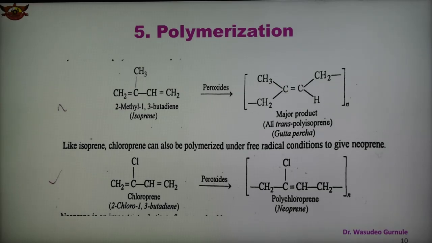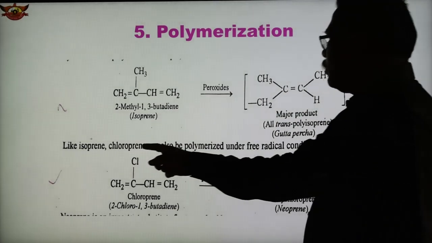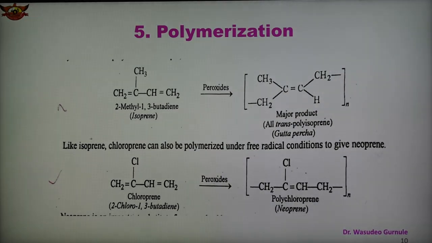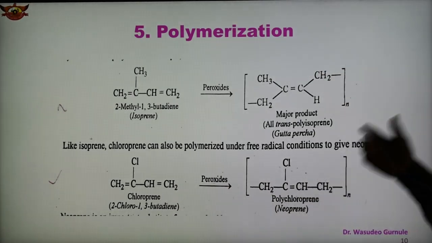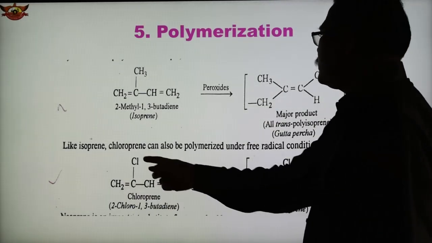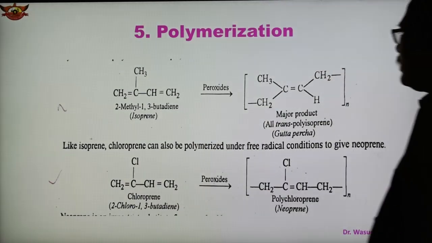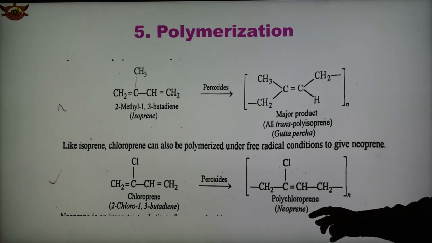So again, similar to isoprene, chloroprene can also be polymerized under free radical condition and give neoprene. Just like the isoprene reaction, here we will get polychloroprene. So in place of CH3, it is the same compound, only Cl is in place of CH3. This is called chloroprene, chemically 2-chloro-1,3-butadiene. In place of peroxide we obtain polychloroprene, and its common name is neoprene.